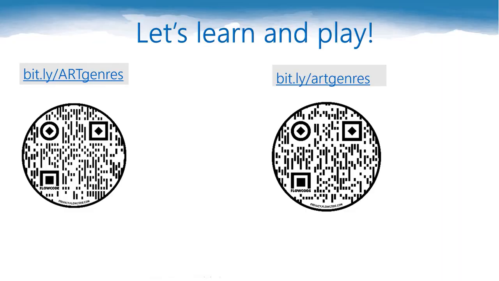And now it's time to play. There are two games here for you. In the first one, you're going to match the art genres to their definitions. You can find the game if you have a QR code reader, and then you can scan the code. And if you don't, there is a link, bit.ly/artgenres. But be careful, ART are capital letters. When you finish with the first game, then play the second one. There is also the QR code or the link, bit.ly/artgenres. Have fun!